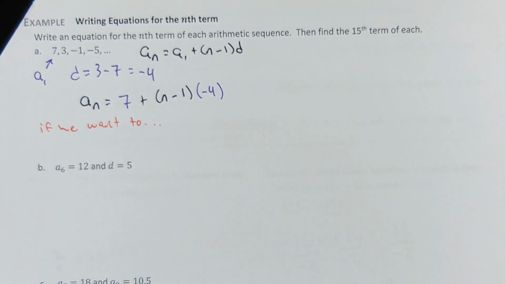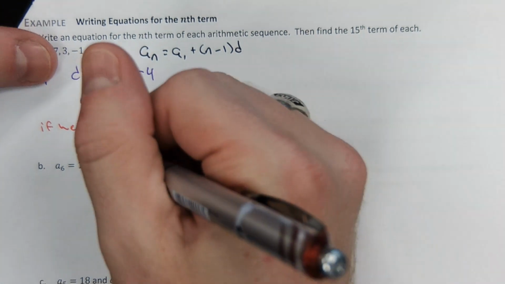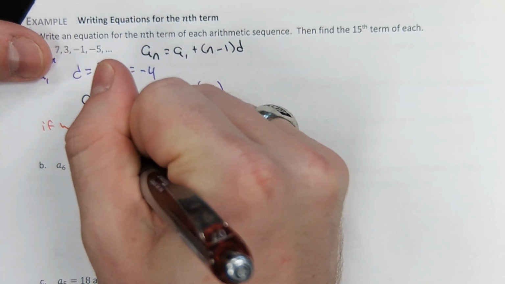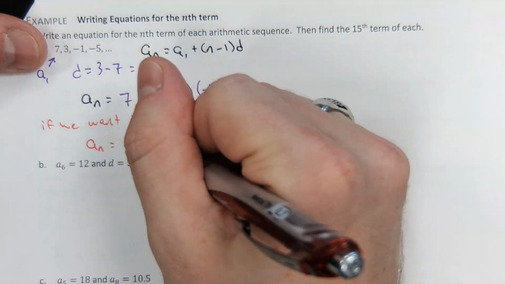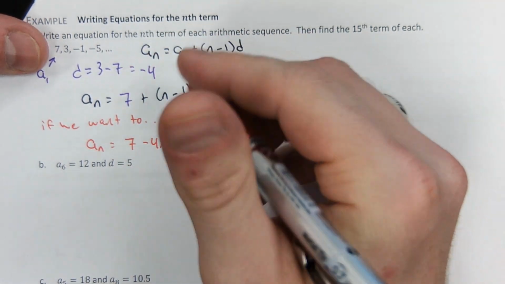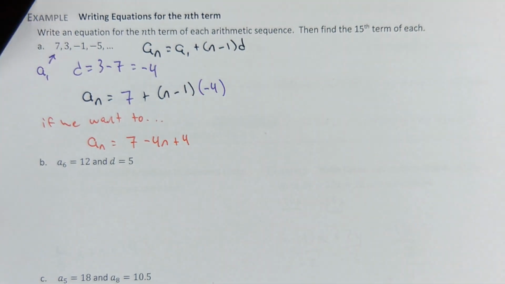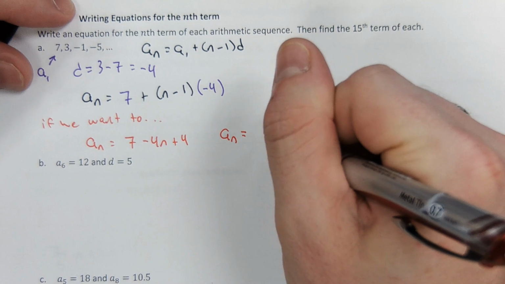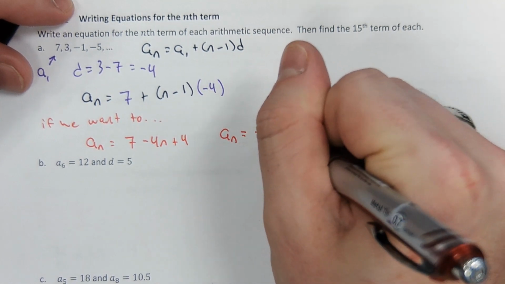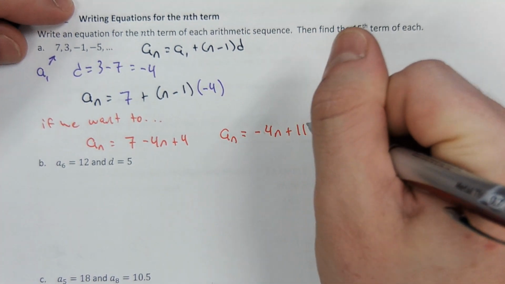let's go ahead and distribute that negative 4 and combine our like terms and see what happens. We get a sub n equals 7, and I'm distributing a negative 4 to n, so minus 4n, and a negative 4 to negative 1, plus 4, and I'm going to combine my like terms to get the nth term could have been found by saying negative 4n plus 11.